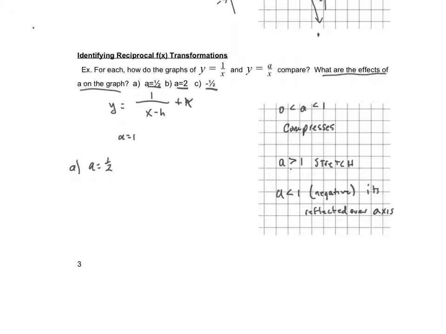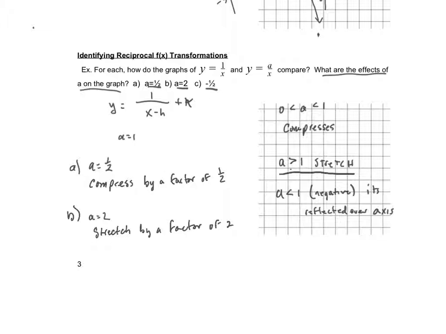Well, 1/2 falls right here in between 1 and 0, so that I am compressing. So that will compress the function by a factor, and hopefully you know that that factor is going to be 1/2. And then b, if we have a is equal to 2, well, that is greater than 1, so we know that we have a stretch. So we have a stretch by a factor of 2.